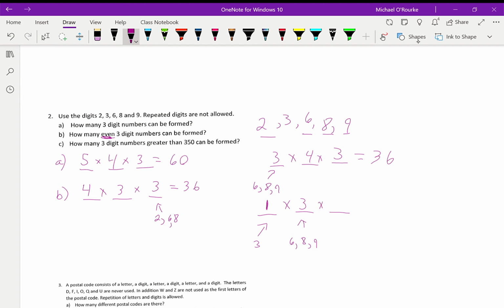And then at the very last option, so we've got rid of this one, and then let's say we use this one. We now have three numbers left that can go there. So that would be 9. If we add these two up, we get 45 options altogether. Okay.